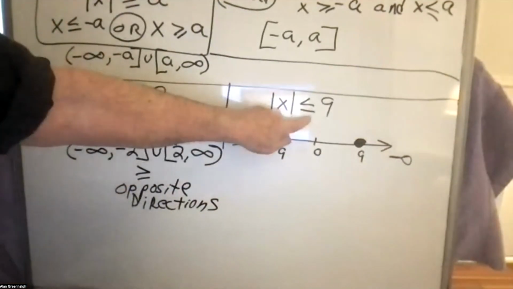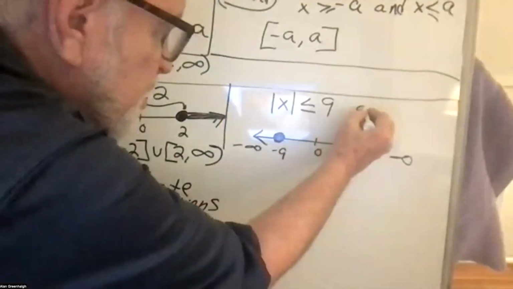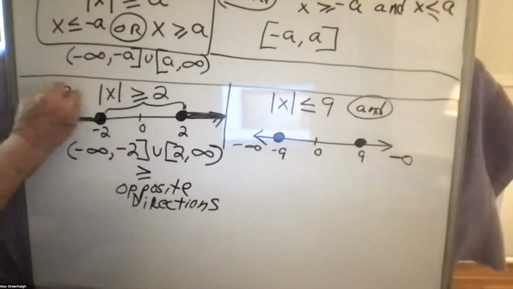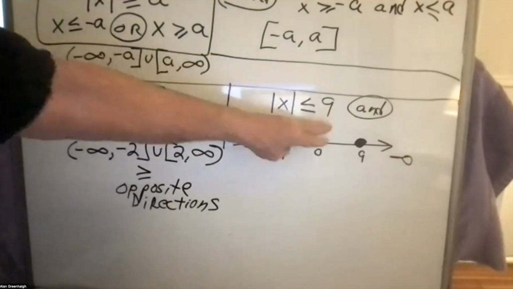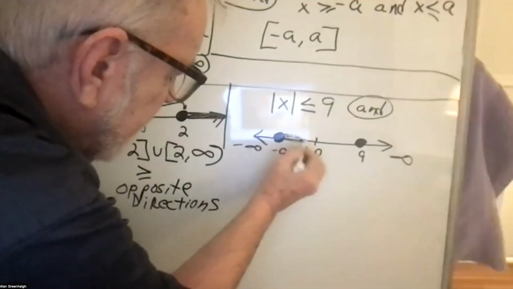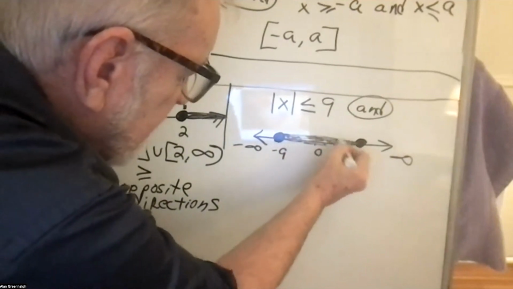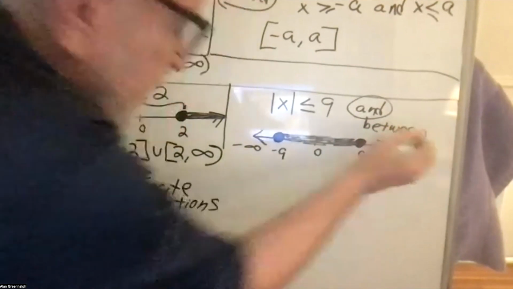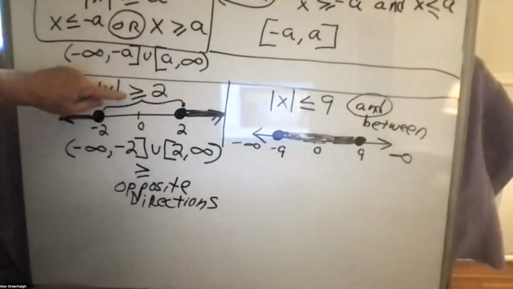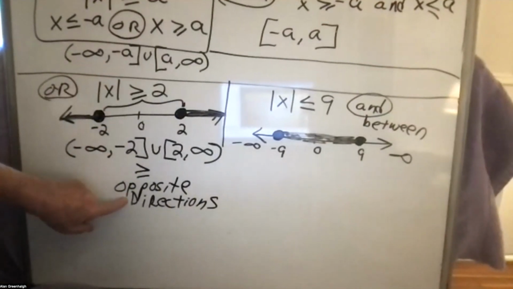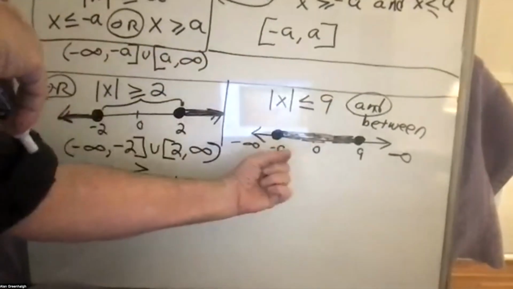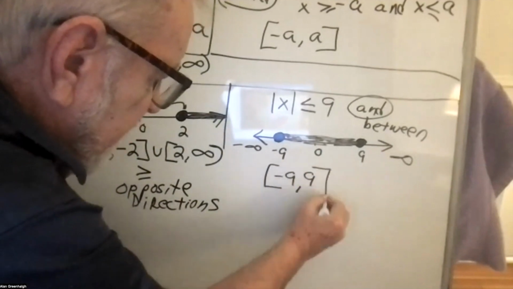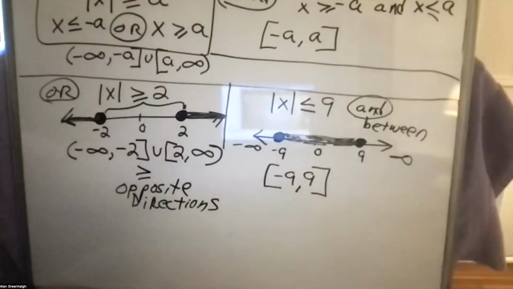And when it's less than, it's an and situation, in between. Or opposite directions. In this case, it's and, in between. That's a good way of stating the generalization. The greater than sign, opposite directions. The less than sign, in between. And the way you would write this is -9 to 9. And there it is. Those are the two solutions right there.